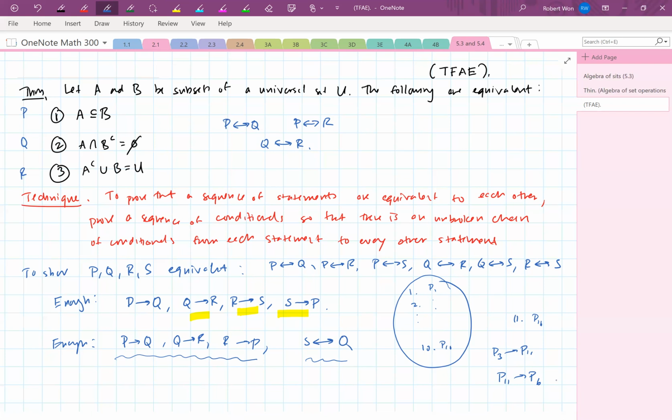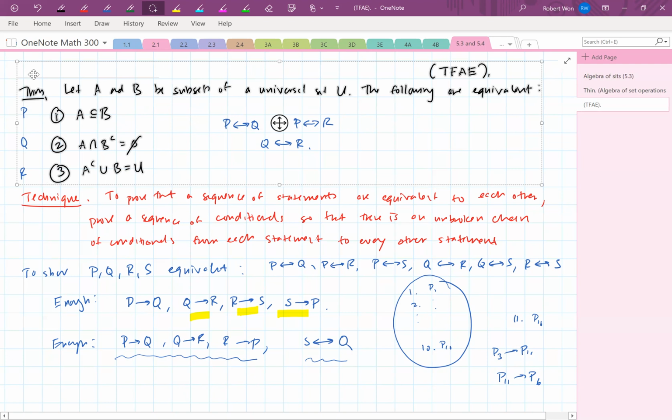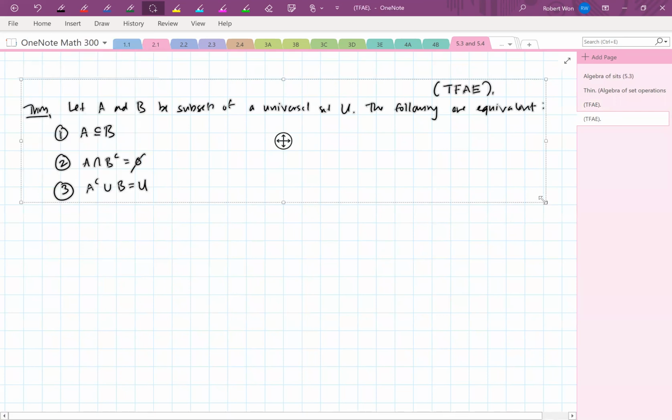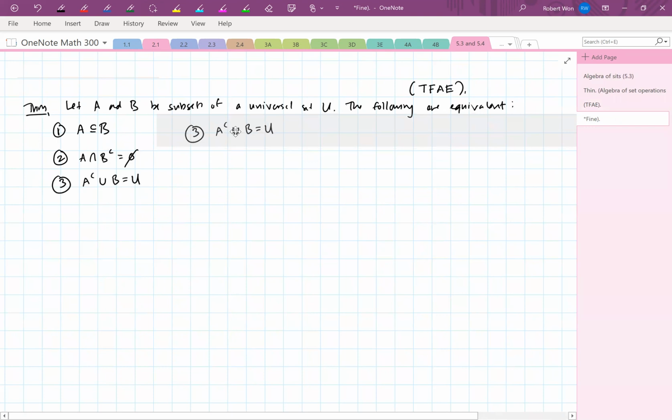Okay, but let's prove this. So that's enough blabbering from me about this technique. Let's just put this on the next page so then we can look at it while we're proving it. This is by far the fanciest thing I can do. Okay, in fact, let's even move this over here to give us a little bit more room.